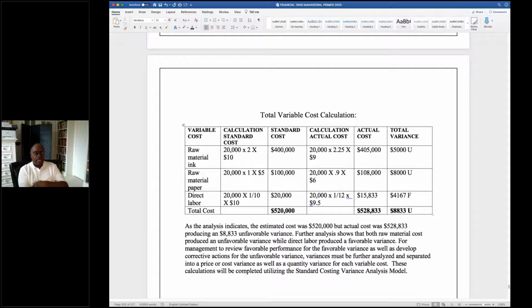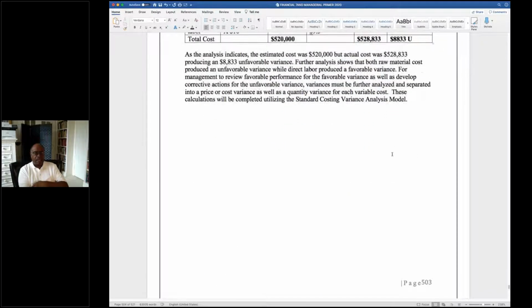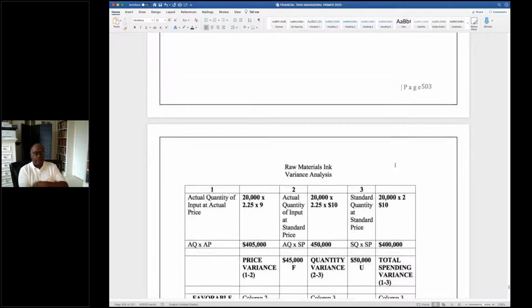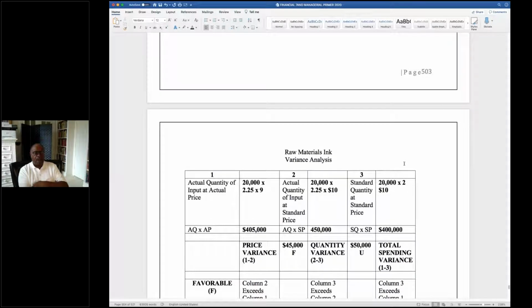So what we're going to do now, we're going to further break these variances down. As we said, there are 2 departments. Purchasing is responsible for the price variance. Production is responsible for any quantity variance. So on the ink, it was 20,000 that were made at 2.25, but they got the ink cartridges at $9.